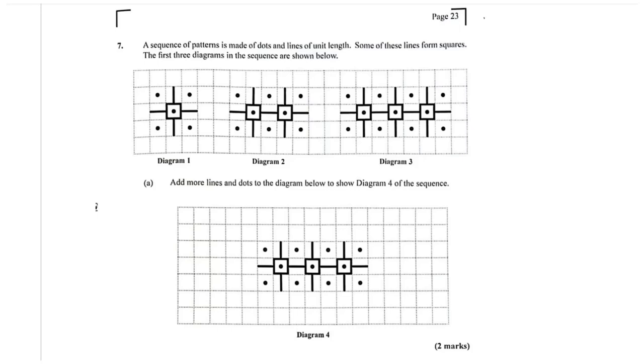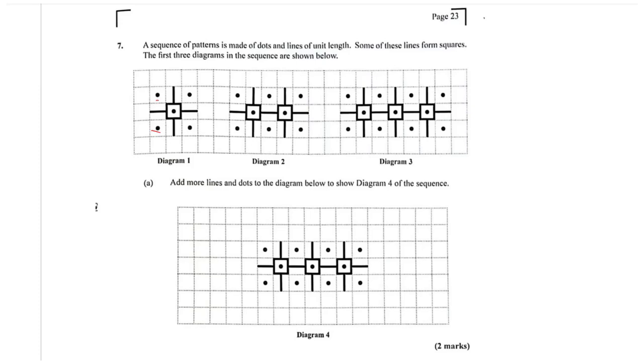Diagram 1, we notice we have one square, a dot in the middle, and 4 lines connecting each side of the square, along with 4 dots on the outer part. Diagram 2, now we see that we have 2 squares, 2 dots in the middle, and 6 dots filling the outer side. Diagram 3, we have 3 squares, 3 dots, and 8 dots on the outer side.